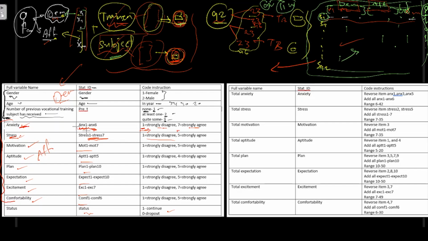We want to collapse these statements of anxiety into a single number, so we need to do some computation on these 6 statements. For example, for the total of anxiety, we need to reverse items 1, 3, and 5, and then you get a range between 6 and 42. So you have to check this. You have to understand the code book before you work on the details of the dataset.